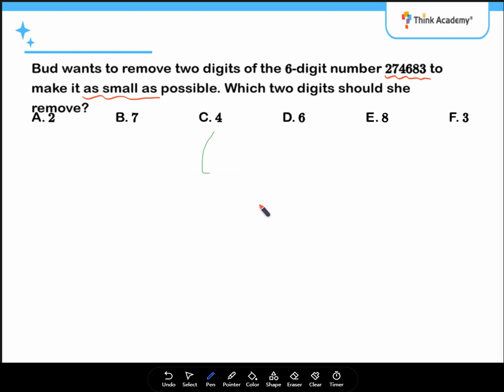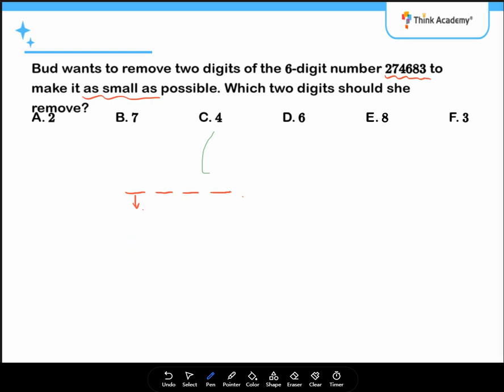Okay. So here, for this question, we need to think about it very carefully, because we need to make sure the whole number is as small as possible. Which means, for those 4-digit numbers, what should be used as the first one?